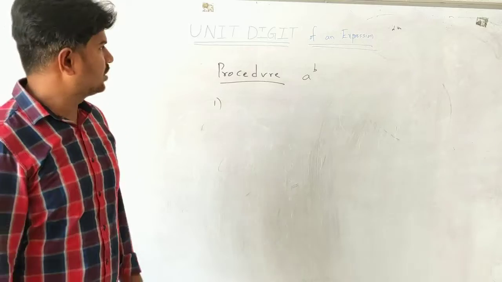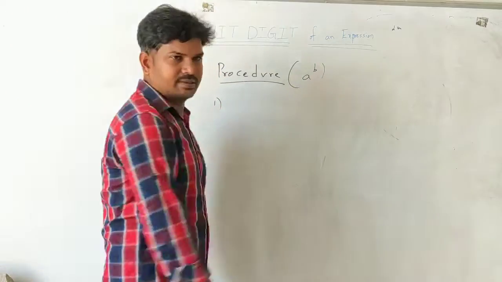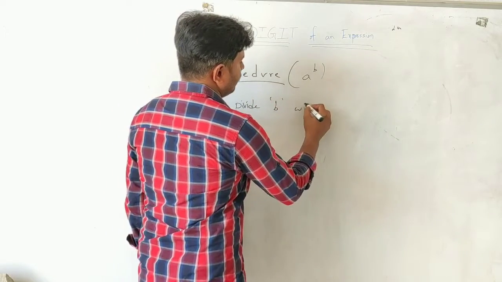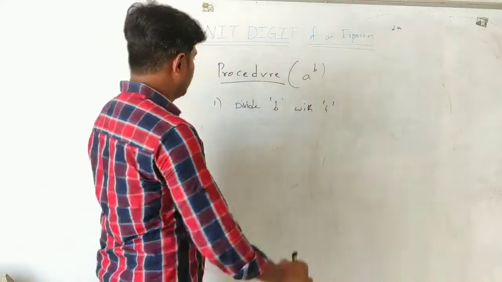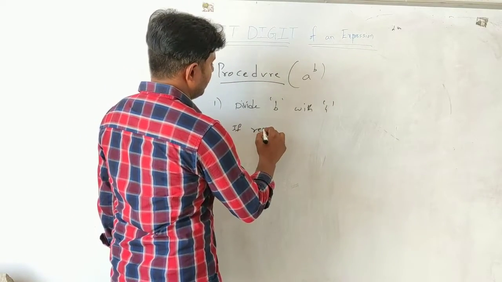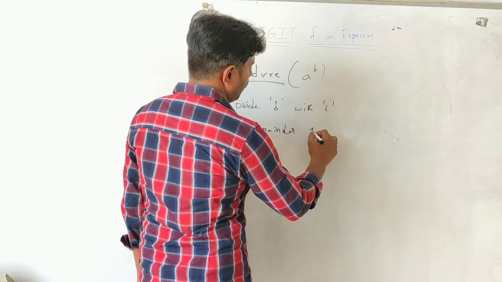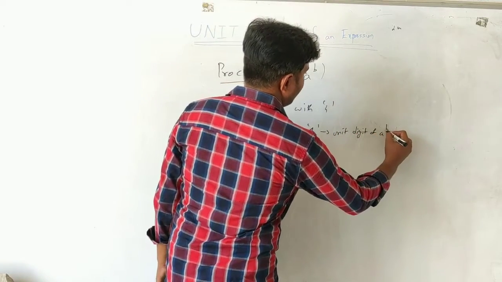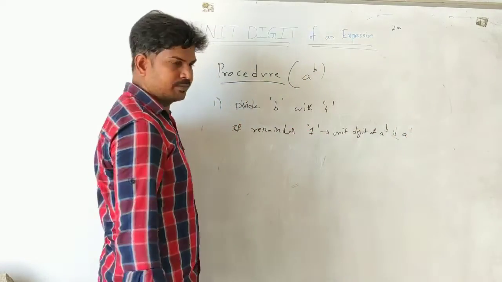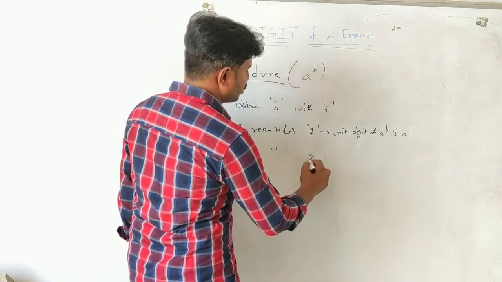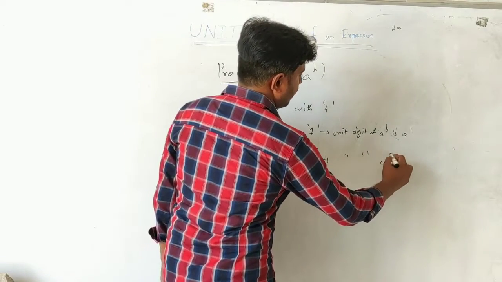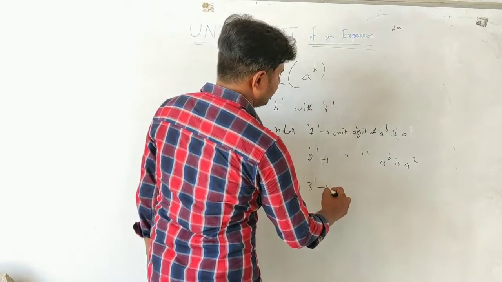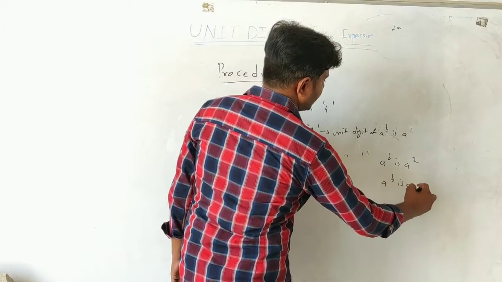Now I'll give you a procedure for finding the units digit for indices. Divide b by 4. If the remainder is 1, then the units digit of a power b is a power 1. If the remainder is 2, the units digit for a power b is a power 2. If the remainder is 3, then the units digit for a power b is a cube.